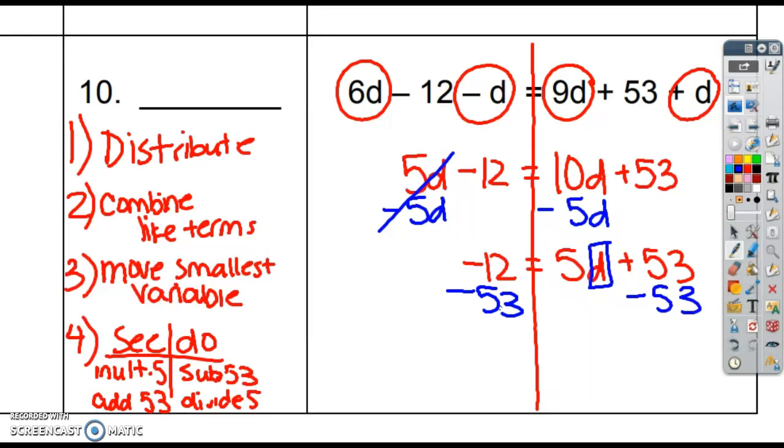That's going to cancel. Leave me with 5d on this side. And then negative 12 minus 53 is negative 65. Divide out by 5. Cancels. d is equal to negative 65 divided by 5, which is negative 13.